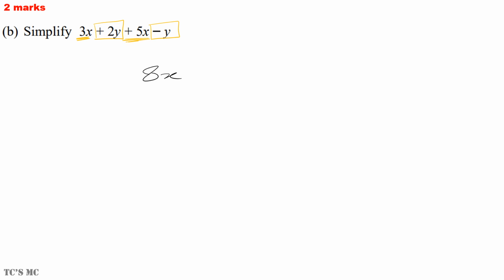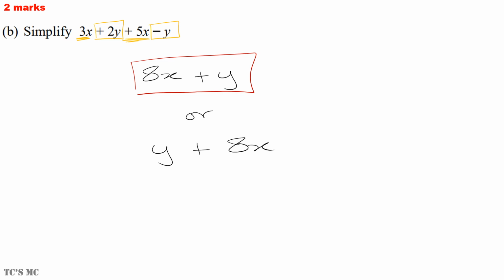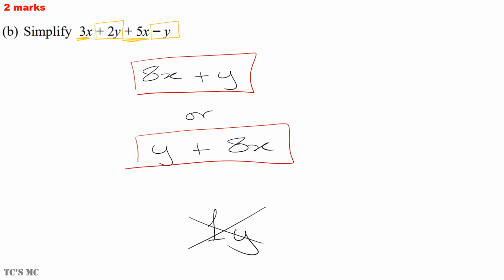Positive 2y subtract y is positive 1y. Remember, we don't write 1y, we just write y. And that is our 2nd mark. If you want to, you could write your answer as y, add 8x, and that would still be 2 marks. Do not write 1y in your answer.